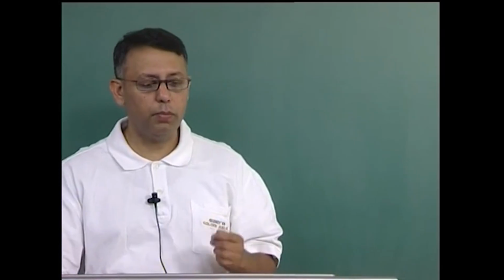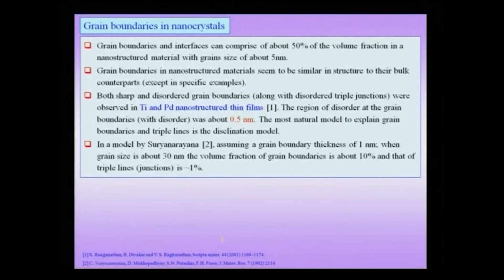But now, we will take up the important question of whether there really are grain boundaries of that thickness. To ask ourselves that question: are grain boundaries in nanocrystals any different from those in bulk crystals? We have already seen that grain boundaries and interfaces can comprise about 50% of the volume fraction of a nanostructured material, when the grain size comes down to a very small size like about 5 nanometers.